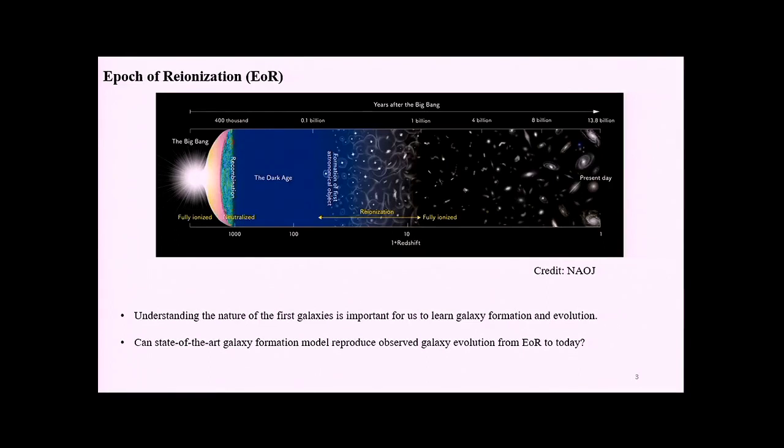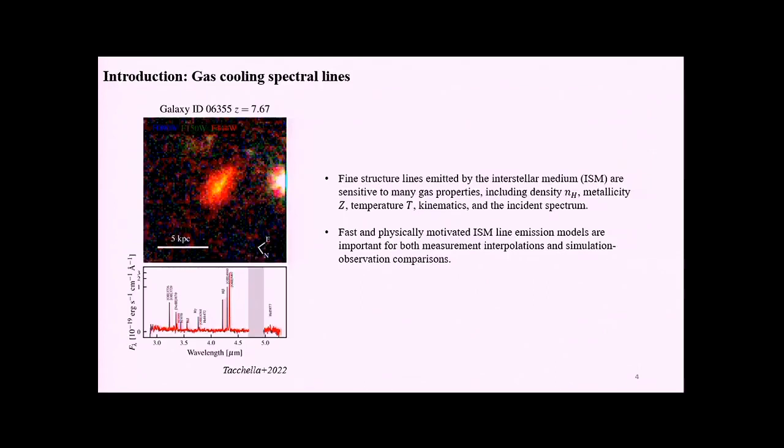Measuring and understanding the nature of first galaxies and stars formed during the epoch of reionization is very important for us to learn how galaxies form and evolved from the very early time to what we see today. So there are many observables that we can use to probe the nature of high-redshift galaxies. Among them, the fine structure lines emitted by the gas within the galaxies, also referred to as interstellar medium, are very sensitive to many gas properties, including the density, metallicity, temperature, kinematics, and the star formation activities.